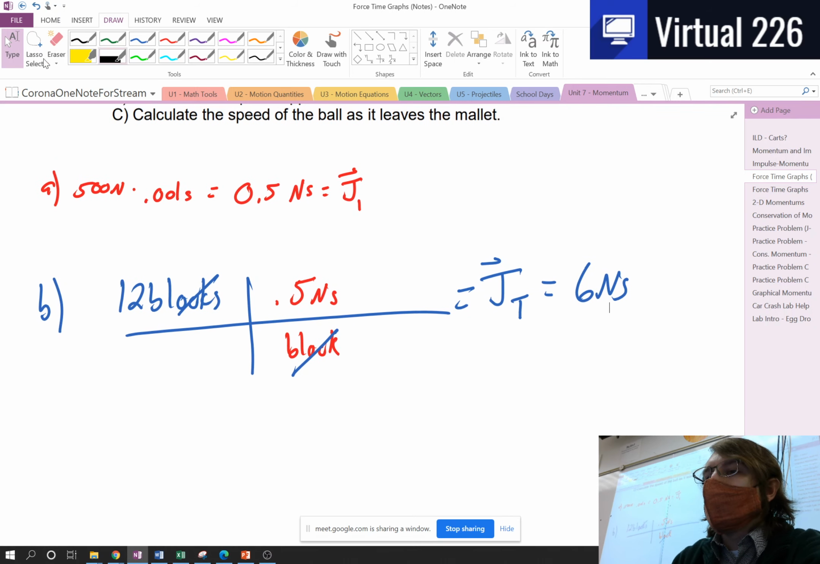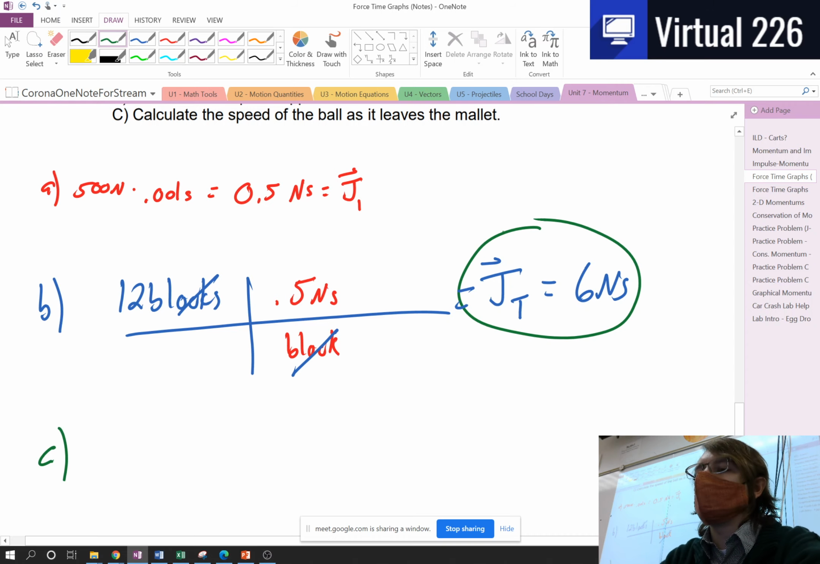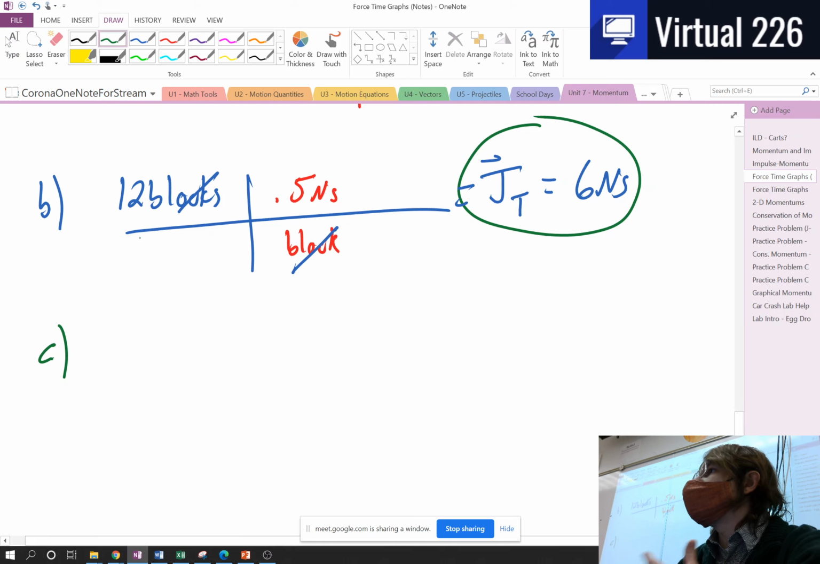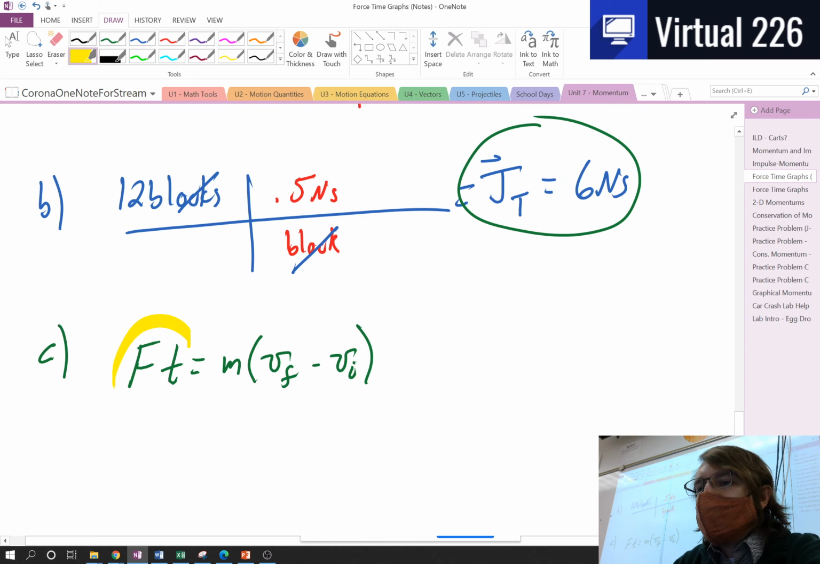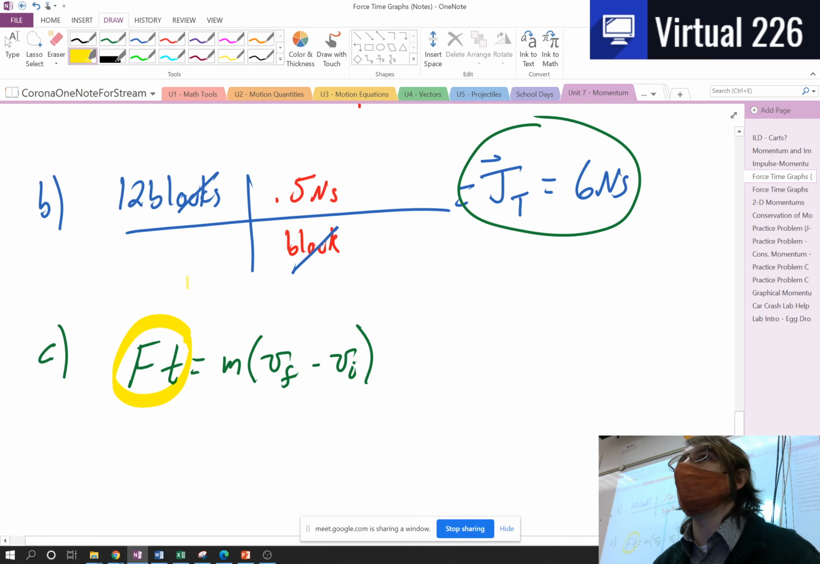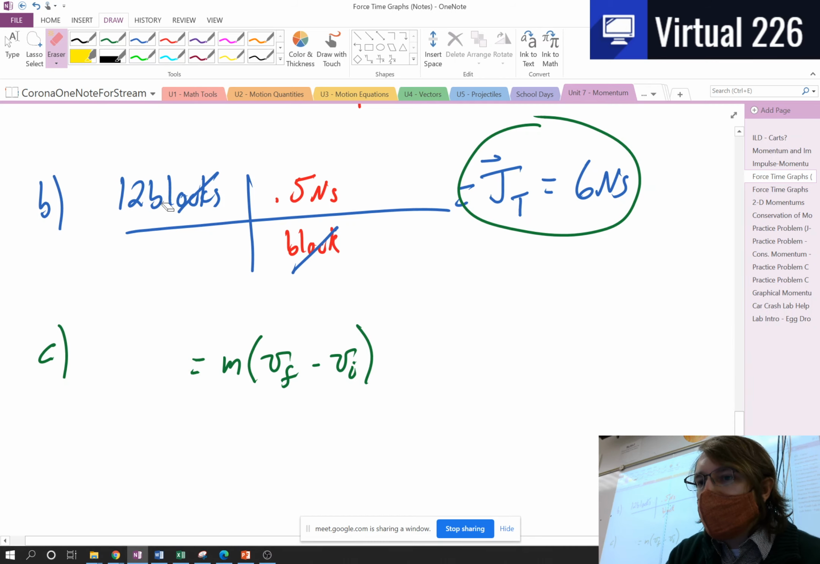In part C, though, we are asked to calculate the speed of the ball as it leaves the mallet. Well, we can use what we already know about momentum and what we just found with the total impulse to close this problem out. Previously, when we did problems like this, we said Ft equals m times Vf minus Vi. But recall, this Ft is the impulse. That is how F, a force multiplied by t, a time, is defined. So if that is the impulse there, then instead of writing Ft, we can just write J.